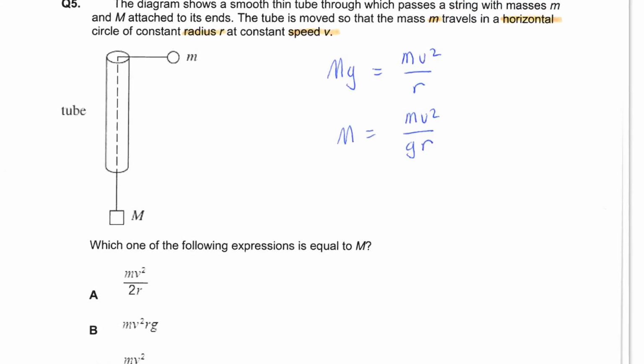So here we have the general equation for centripetal force, and that centripetal force is provided by the tension in the string. And the tension in the string equals the weight of this larger mass pulling vertically down. We can then simply rearrange the equation to get an expression for the mass, which is what we've been asked for here. So that gives us answer C, mv squared divided by rg.